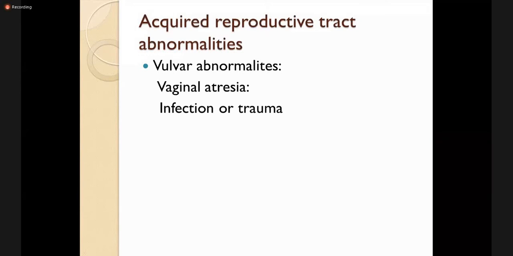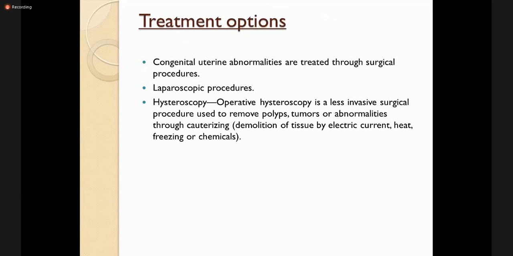Next is vaginal atresia. This atresia can also be due to faulty embryogenesis, or it can occur after trauma, severe trauma, or severe infections. But this is rare.